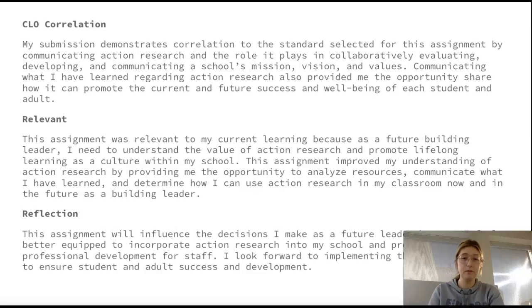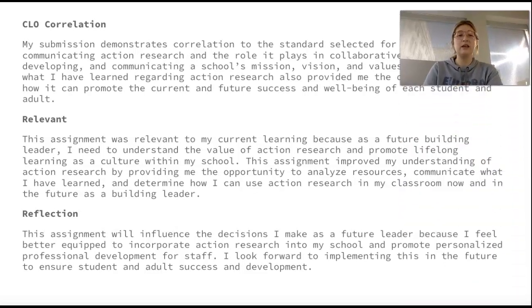This assignment will influence the decisions I make as a future leader because I feel personally better equipped to incorporate action research into my school and promote personalized professional development for staff. I look forward to implementing this in the future to ensure student and adult success and development, not only now as a teacher, but as a future building leader.